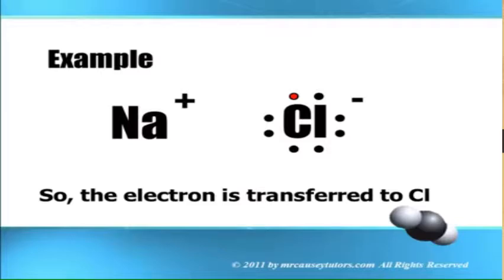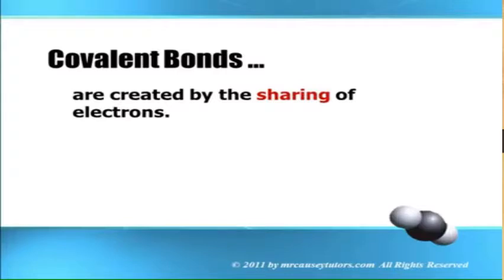As soon as the sodium gave up its electron, it got a positive charge, and then chlorine accepted that transfer, and chlorine got a negative charge. And what happens to opposite charges? They attract. And so now we have that strong ionic bond created by the attraction between sodium ion and the chlorine ion. Covalent bonds are created by the sharing of electrons.